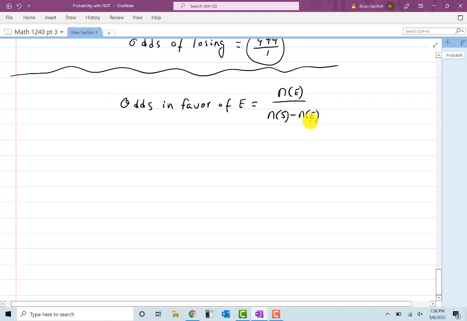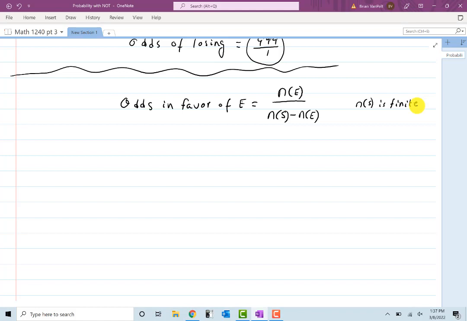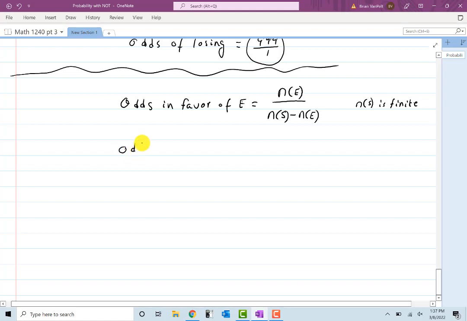Now, let me reiterate something like this. The size of the sample space is finite. Otherwise, if I tried to divide by n of s, it would zero the whole fraction out. So here we have the odds in favor of E. We can convert to the odds against E, which equals, just take the reciprocal of the fraction.